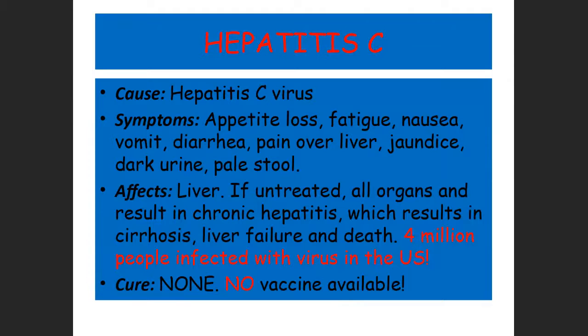Hepatitis C. Hepatitis C is also caused by a virus. So once you have it, it's always there in your system. What does it cause? Appetite loss, fatigue, nausea, vomit, diarrhea, pain over your liver, jaundice, dark urine, and pale stools. It affects your liver, and if you don't treat it, it affects all your organs, which can result in chronic hepatitis, cirrhosis, liver failure, and death. 4 million people are infected with the virus in the U.S. There's no cure available, and there's an update to this.